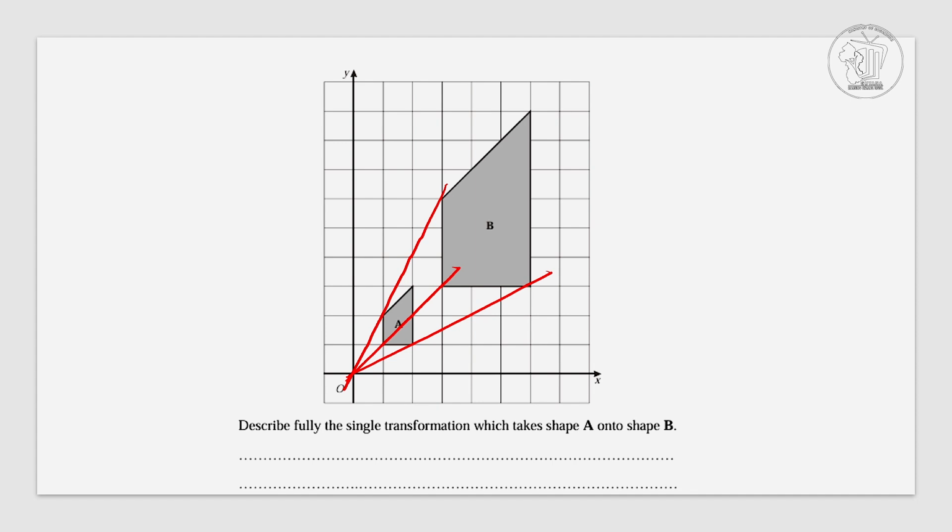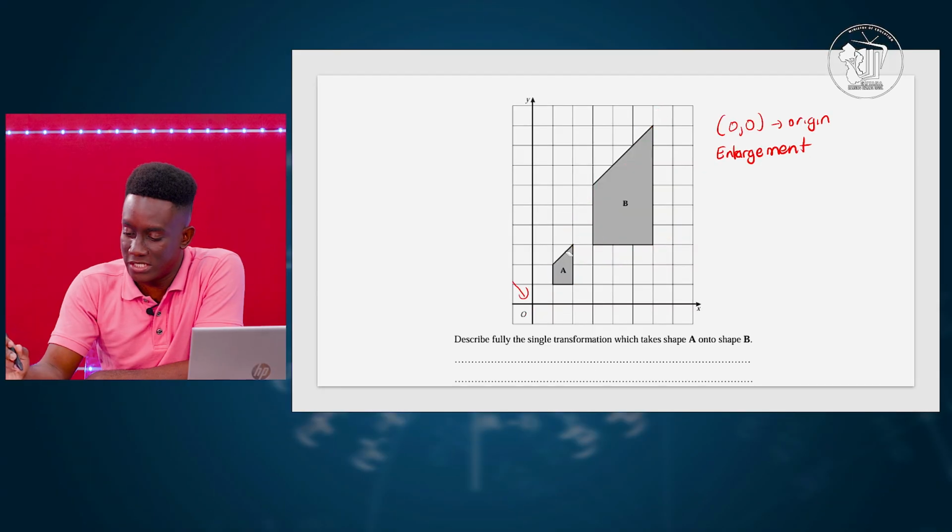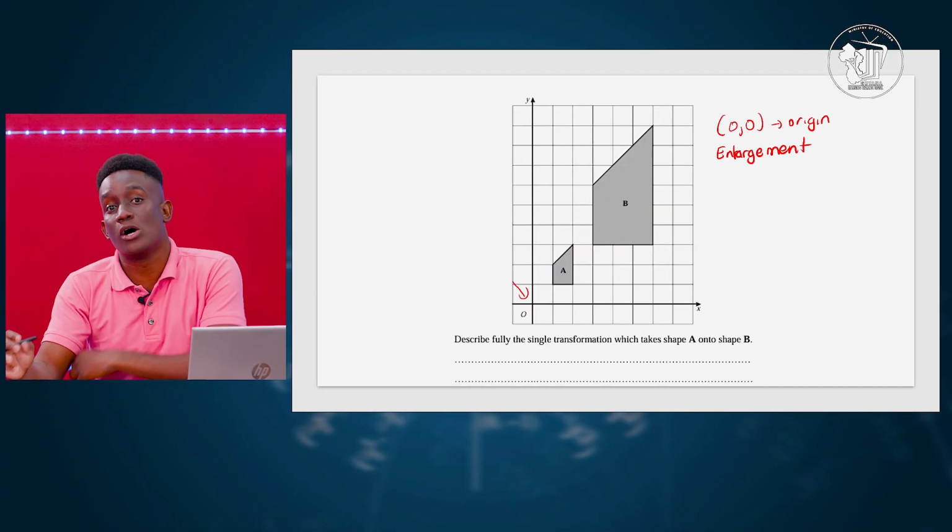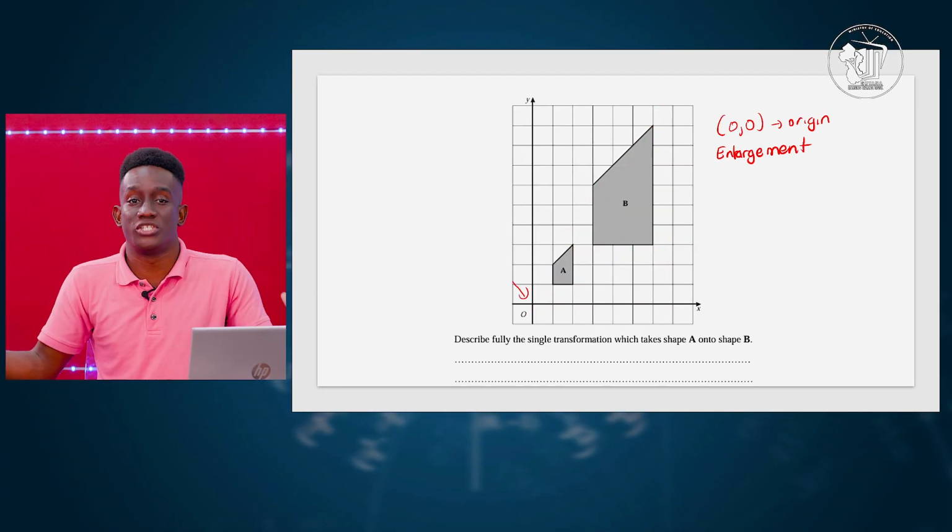So let's just confirm that with this last one. We see the center of enlargement is at (0, 0), or we can say the origin. And next, we also know it's an enlargement, so I'll say that. And the next thing we want is the scale factor. Let's erase these lines. The scale factor is how large or how small the shape became.